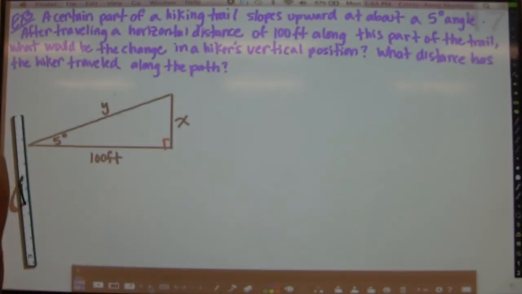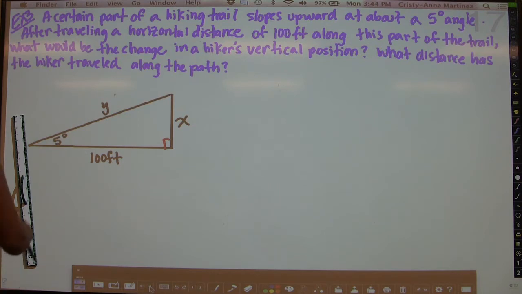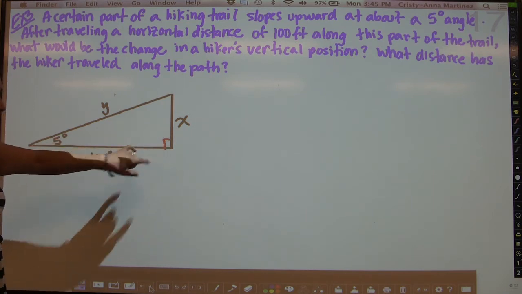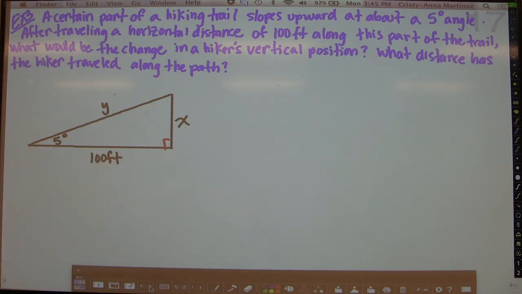All right, so now we're going to go to example 3, where we're going to be applying some of what we have here to finding missing lengths in a triangle. It says a certain part of a hiking trail slopes upward at about a 5-degree angle. So that's what I've indicated here with this angle measure, 5 degrees. After traveling a horizontal distance of 100 feet, so you have 100 feet here, along this part of the trail, what would be the change in a hiker's vertical position?